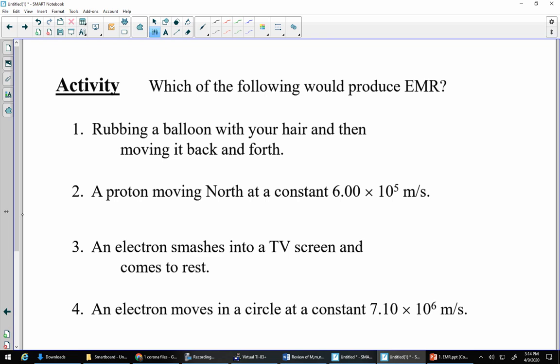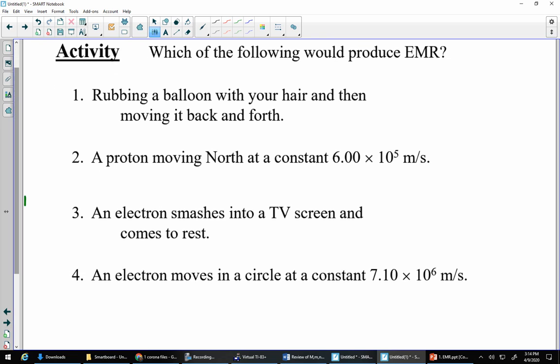So let's think about which one of these things could create EMR, or light in quotation marks, so electromagnetic radiation. Rubbing a balloon with your hair and then moving it back and forth. Yes or no? Yes, this would create EMR, right? Because rubbing a balloon with your hair is charging by friction. The balloon's probably higher in the electrostatic series, going to take those electrons from your hair. The balloon's going to be negative, your hair is going to be positive. And then as soon as you move it back and forth, you have accelerating charges. So yes, you absolutely would create EMR.